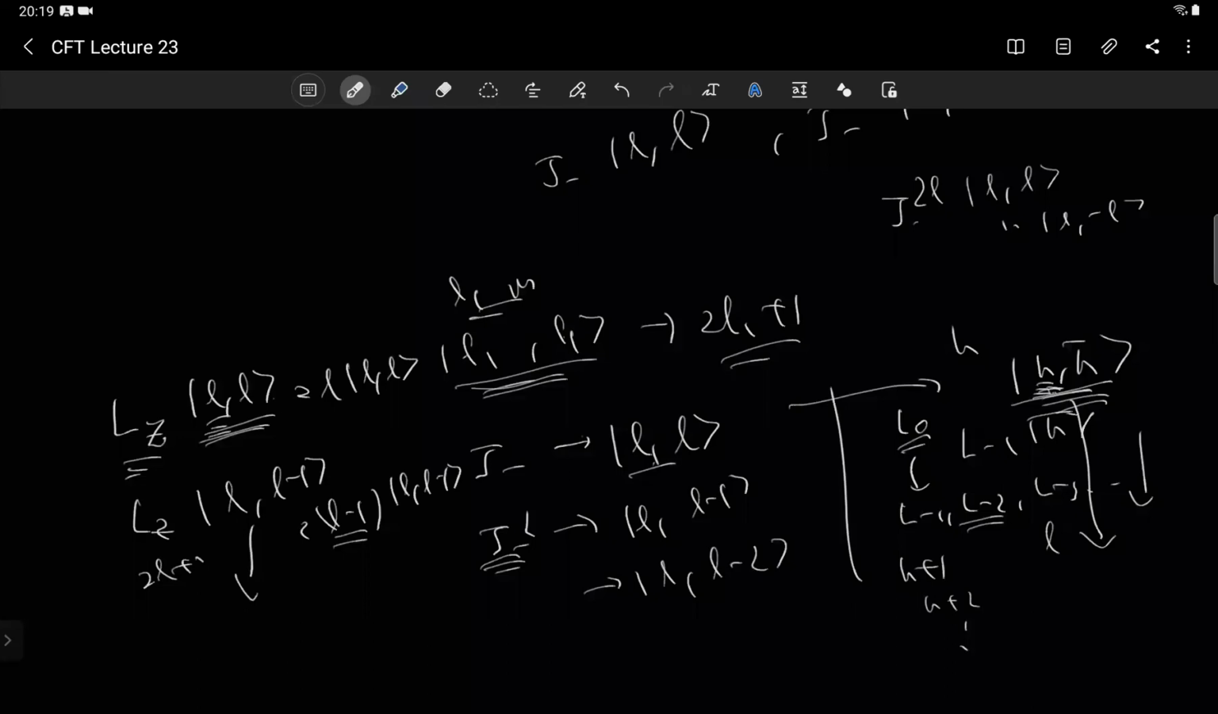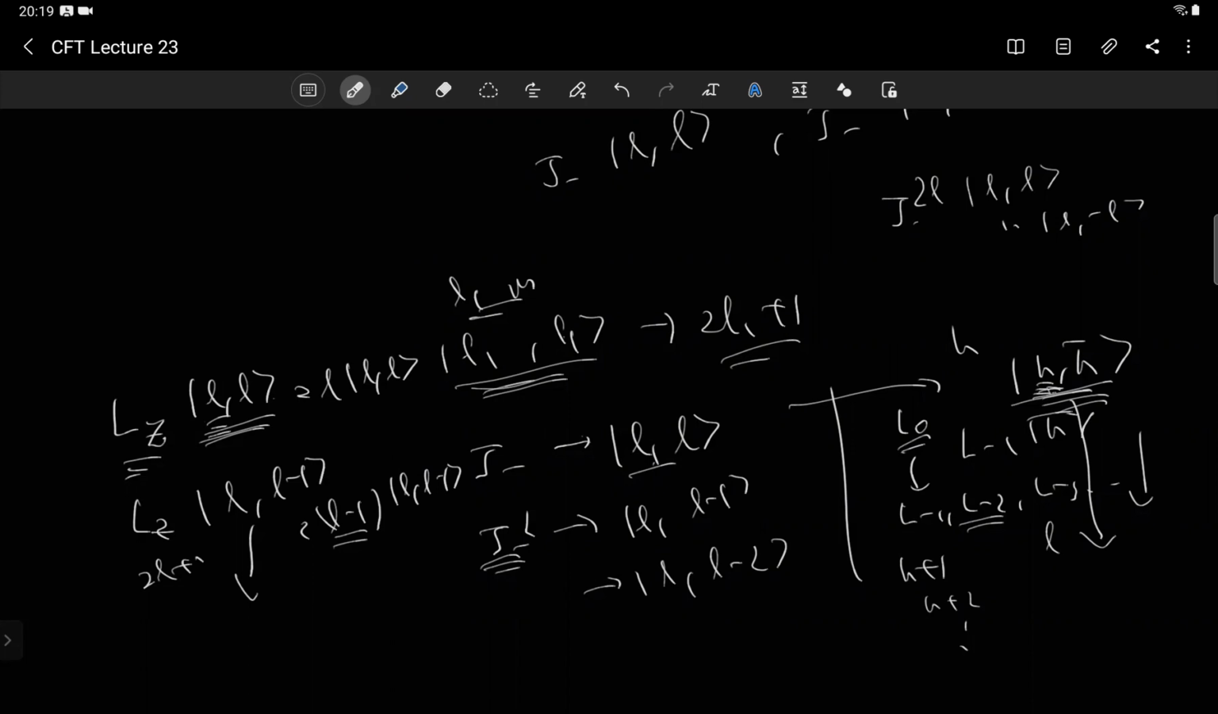So I'll just stop here because I think this is already too heavy. I'll recap the whole thing tomorrow again, and then we'll continue from here. We will see how to calculate how many states there are at level n, and so forth.